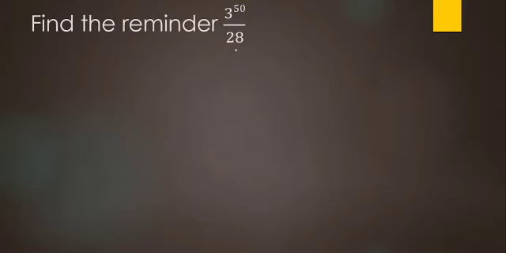Find the remainder for 3 to the power of 50 divided by 28. Now we can write this 28 in terms of 3 to the power of 3. So we will make this 3 one less than this divisor. So it can be written as 3 to the power of 3, which is actually 27. Now, what is the original power? It is 50. So we will write it in terms of 3. 50 divided by 3 goes 16 times, and 2 will be remaining. Quotient is 16 and remainder is 2.